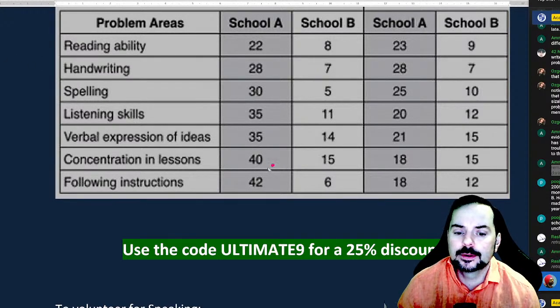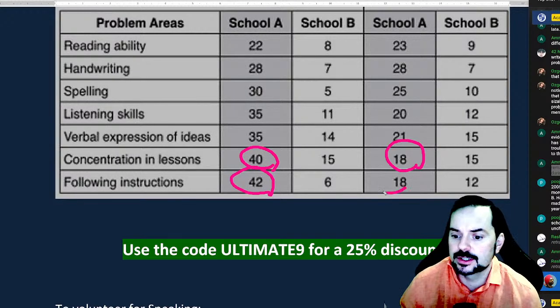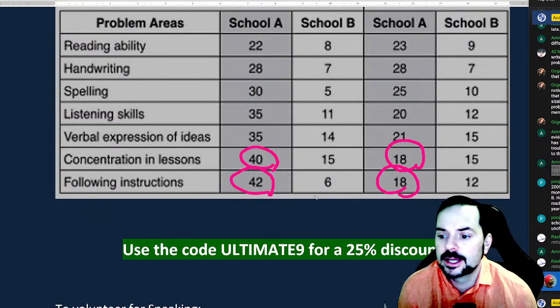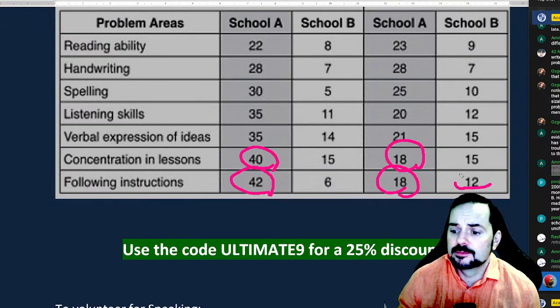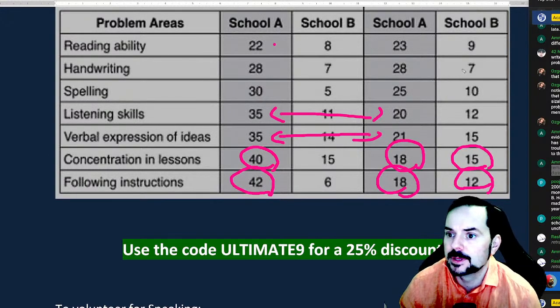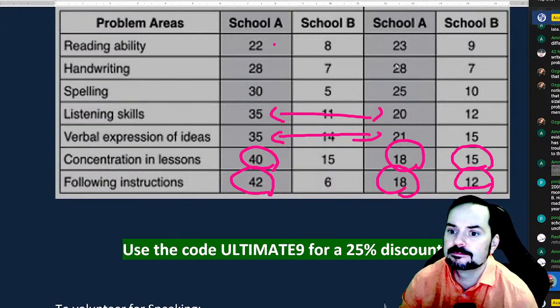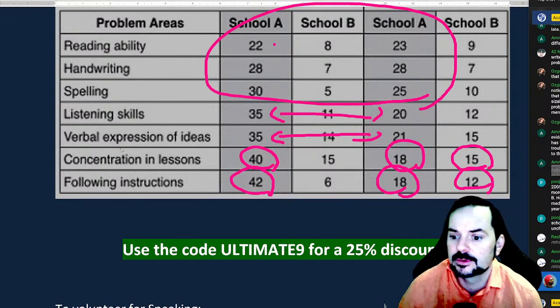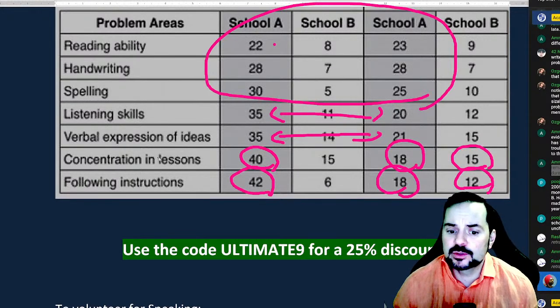So if I look at concentrating in lessons, that gets up to be quite a bit lower. Following instructions becomes much better as well in school A. In school B, it actually becomes worse. And here it stays the same, right? A lot of these numbers kind of stay the same with some slight changes or improvements in school A. So school A is improving a bit. School B is kind of staying the same. And school A with these 3 kind of stays the same, right? So that's what I want to report.